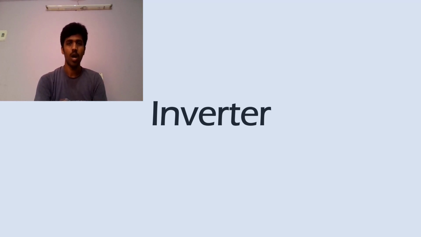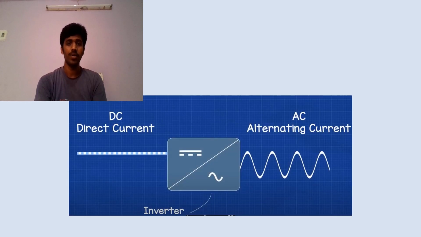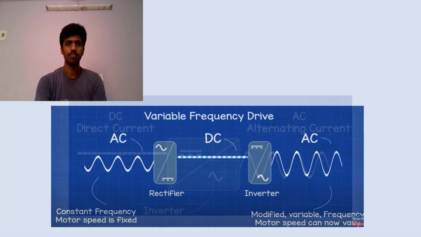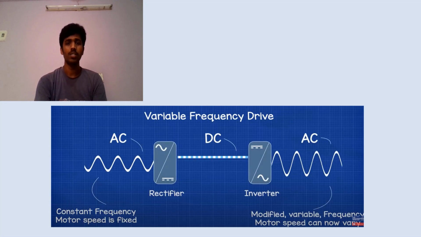In this video, I am going to explain about inverter. An inverter is a device which converts unidirectional DC current to alternating AC current. Inverters are mainly used in photovoltaic cells, pumps, car batteries, electric motors, and other heavy electronic equipment which are used in industrial appliances.